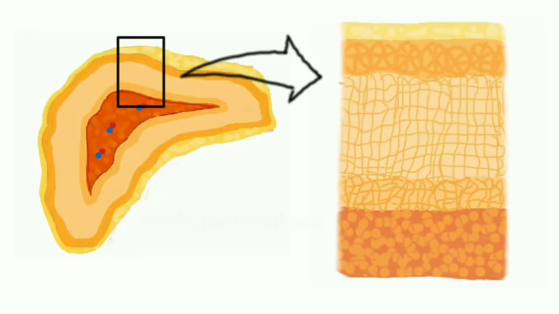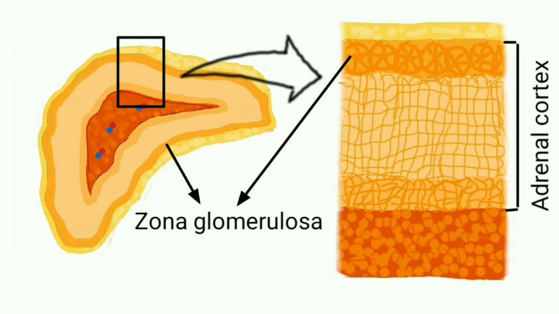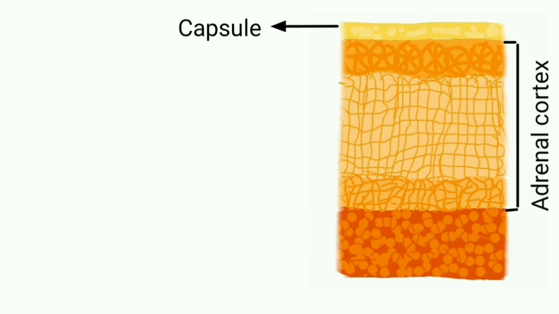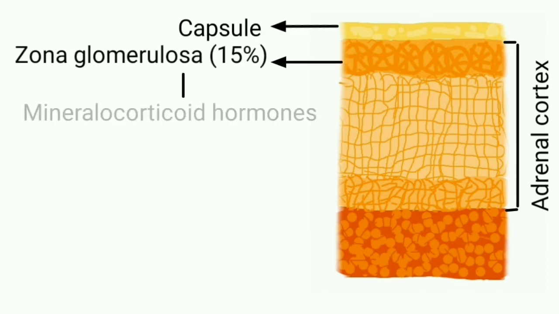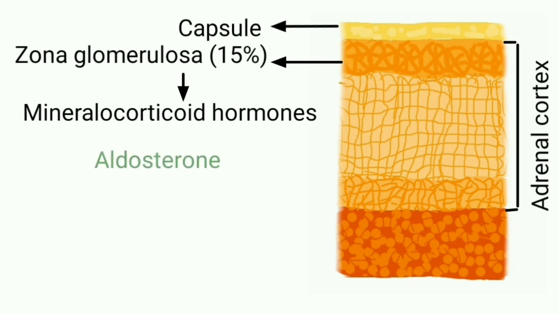Zona glomerulosa. The zona glomerulosa is the outermost layer of the adrenal cortex, lying just below the fibrous adrenal capsule. It accounts for around 15% of the thickness of the cortex. The secretory cells of the zona glomerulosa are arranged in oval-shaped clusters. The primary function of the zona glomerulosa is the synthesis of the mineralocorticoid hormones. The most important mineralocorticoid is aldosterone.